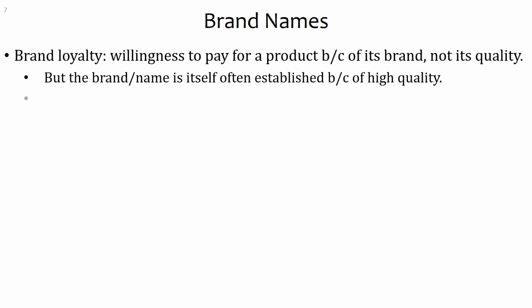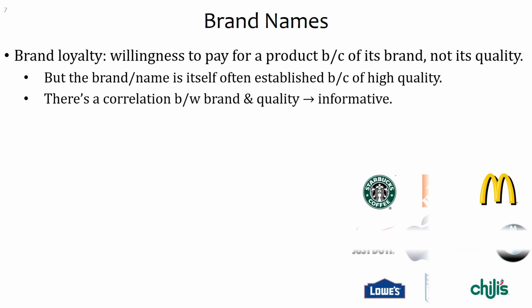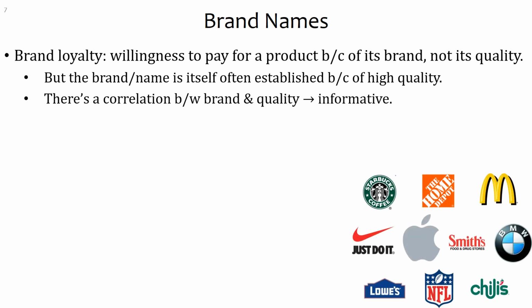So a lot of these companies which tend to be famous, they have some reputation basically. So that reputation comes from some substance. There is some substance to that brand. There's a correlation between brand and quality basically, so that itself is informative.